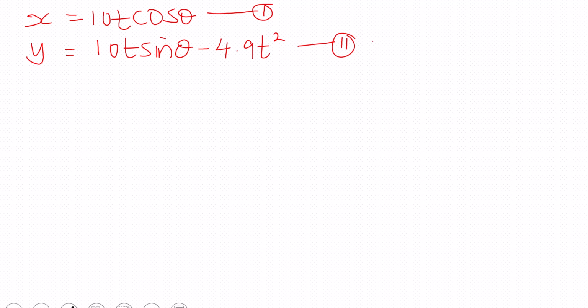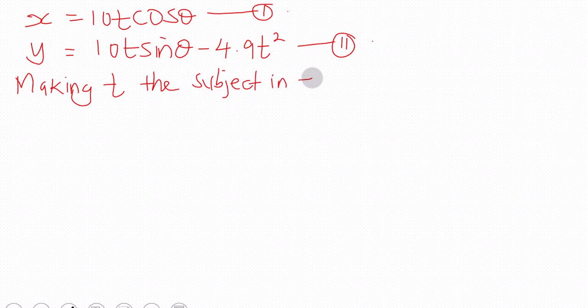So we can make t the subject here and substitute it here. Making t the subject in equation 1, we're going to have t equaling x out of 10 cos of theta. And then we bring it and we substitute it in here.